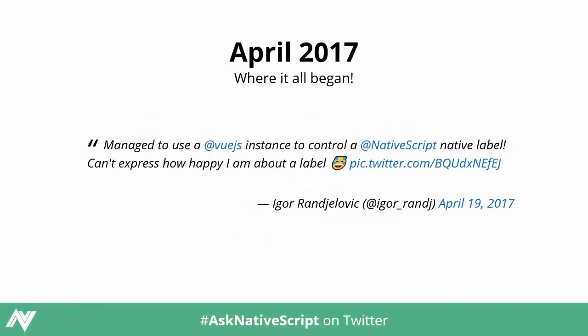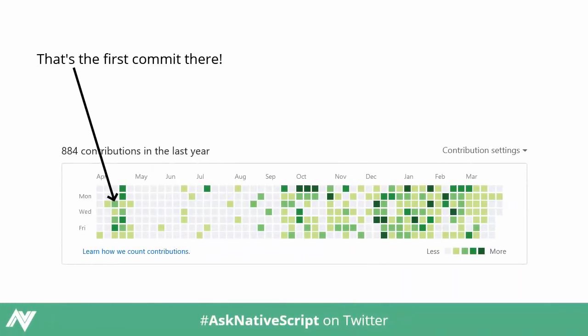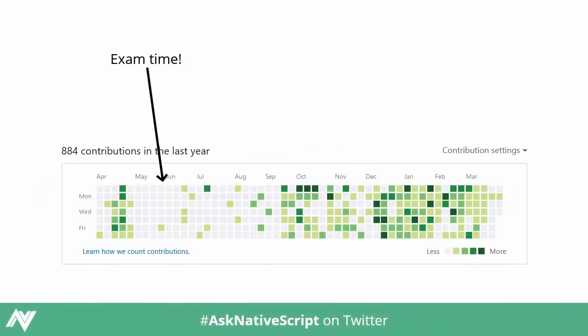It all began in April last year when I started playing around with the idea of making Vue work with NativeScript. I managed to get a Vue instance to control a NativeScript label, and that's how the project started. After the first commit, I spent about 2 weeks getting most of the NativeScript elements working with Vue, but then since I'm a student, I had to take a break and focus on my exams before I could slowly shift my focus back to the project.